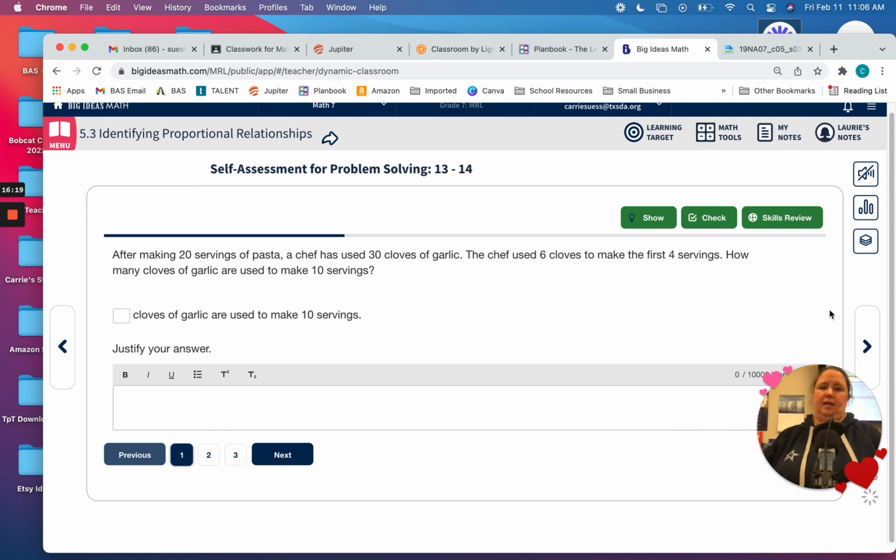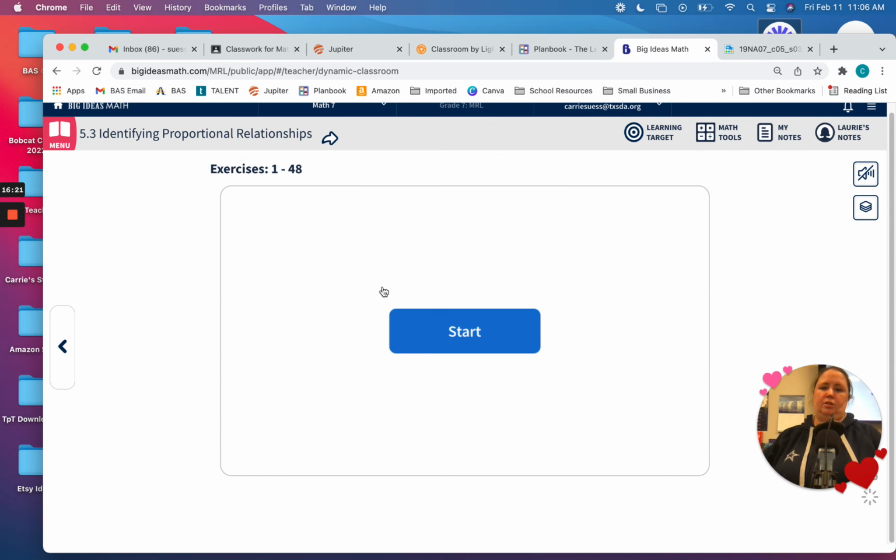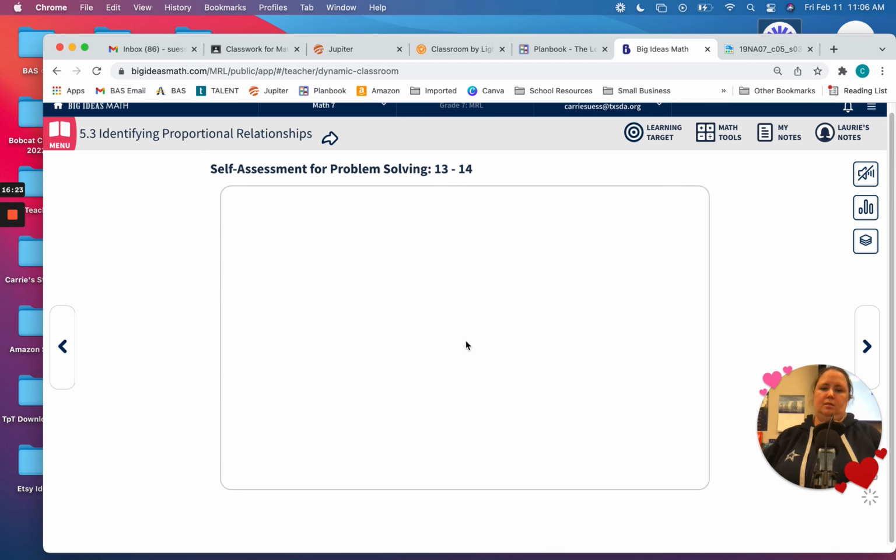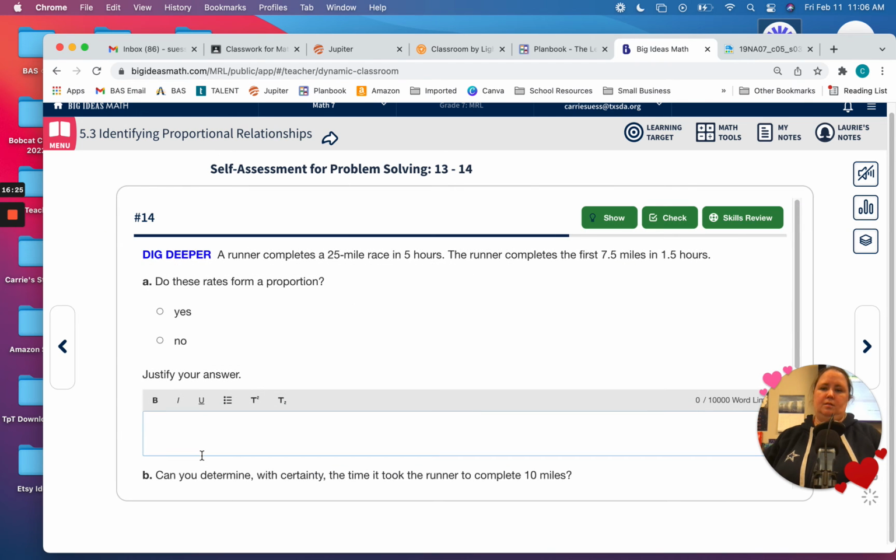Okay, so this will work as the proportion. Okay, look, real quick. On number 14, this is exactly like the example we just did.